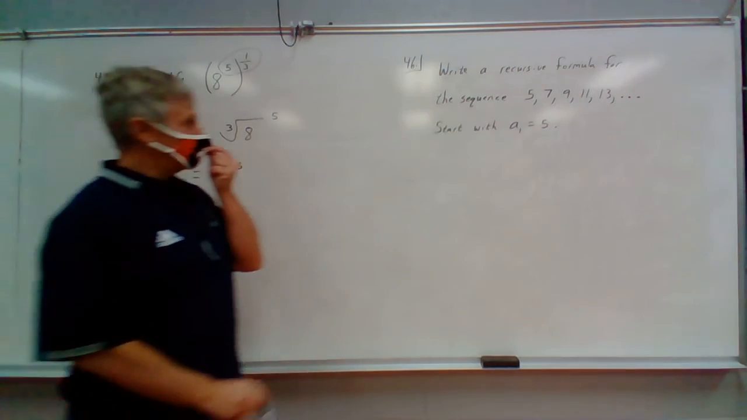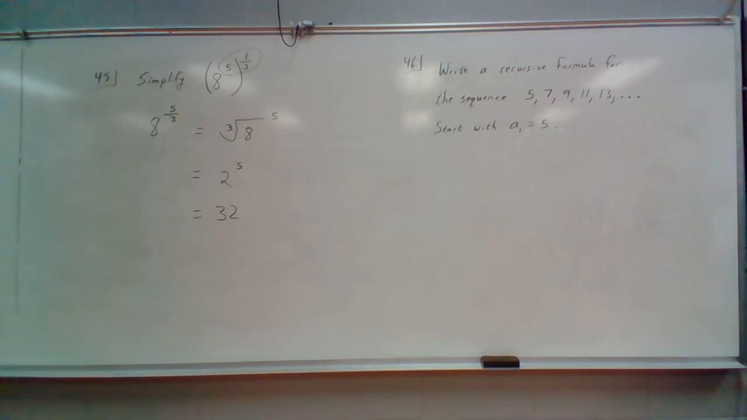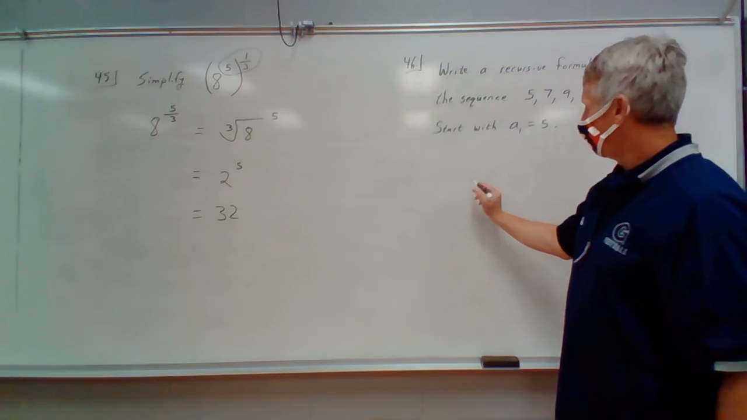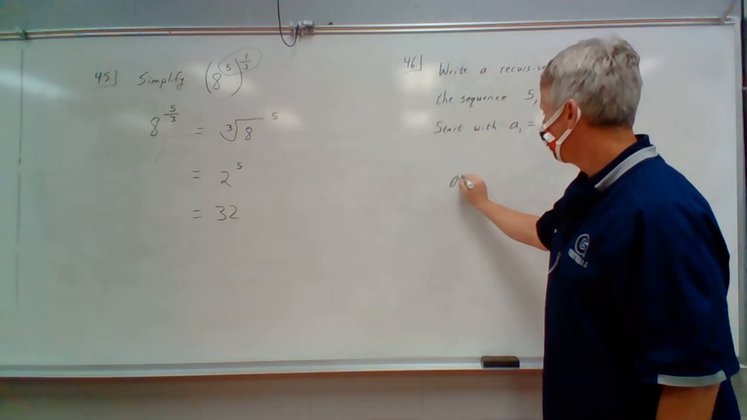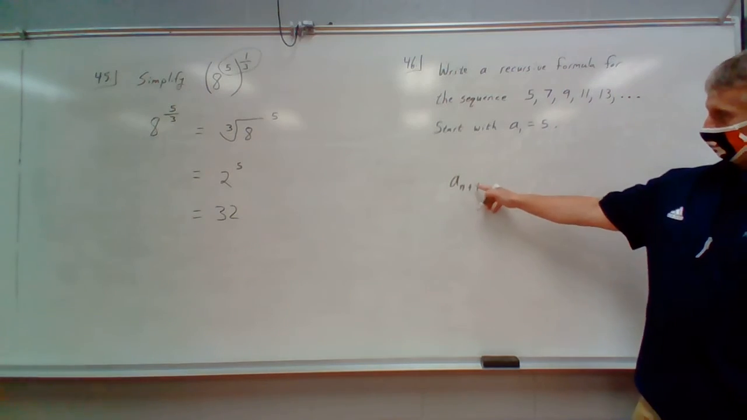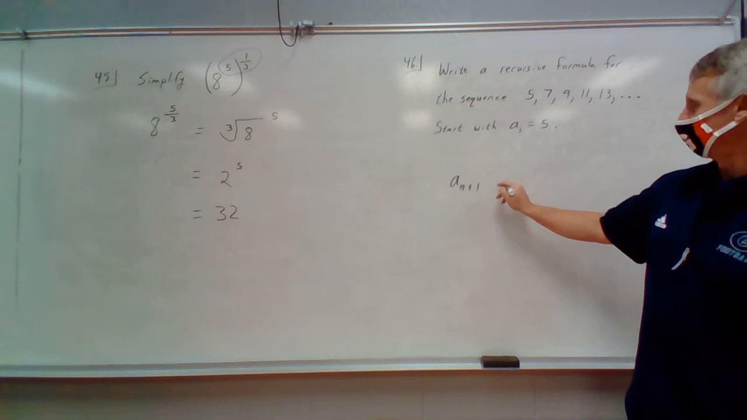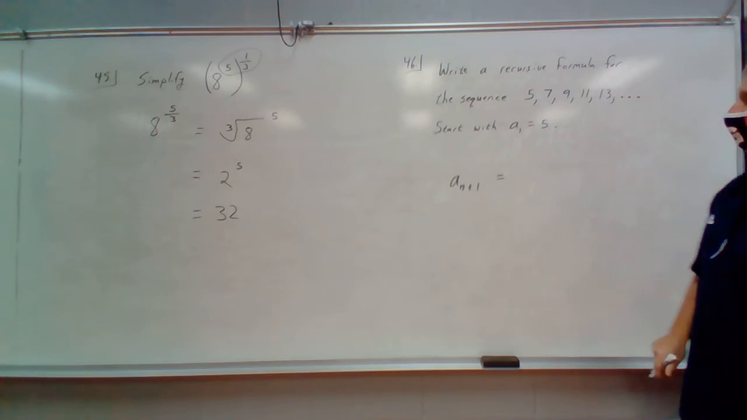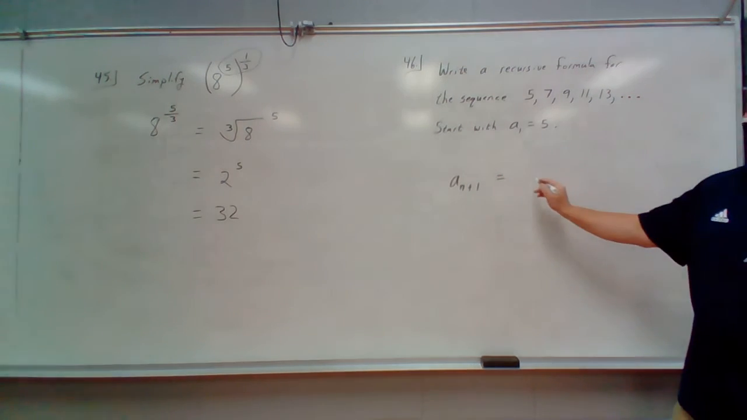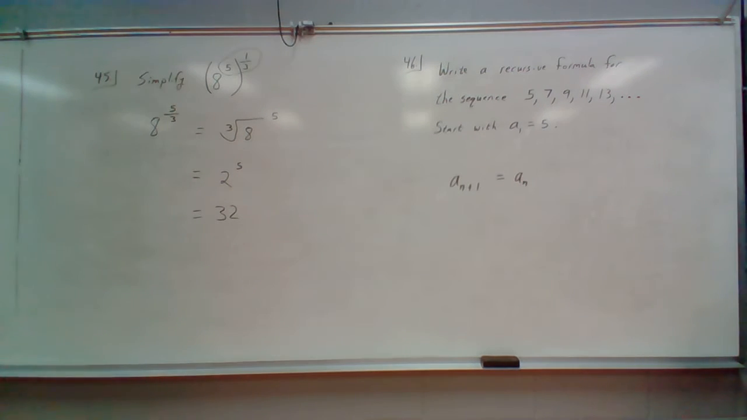All right, the next one, write a recursive formula for this sequence. And we're going to start with a sub 1 equals 5. A recursive formula, remember, means that to find the next number in the sequence, I have to know the one right before it. So a sub n plus 1 is equal to a sub n, so the one before it.